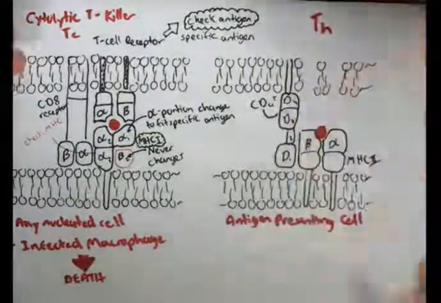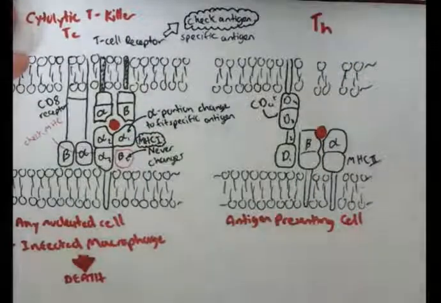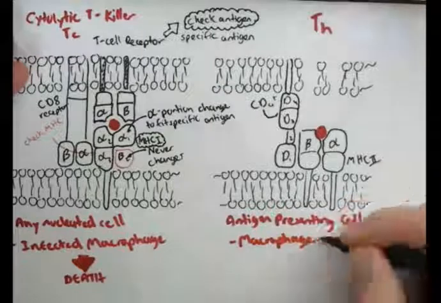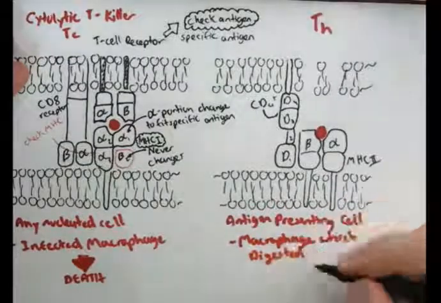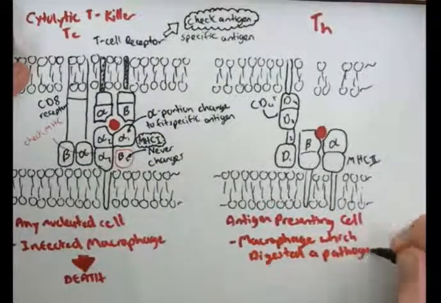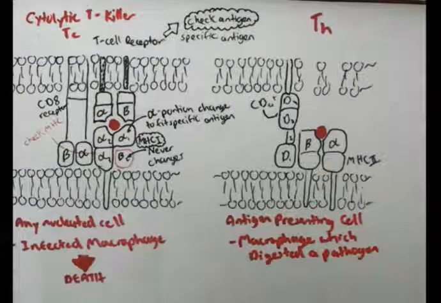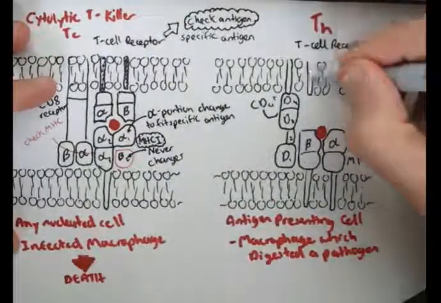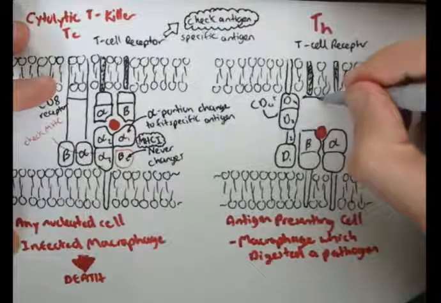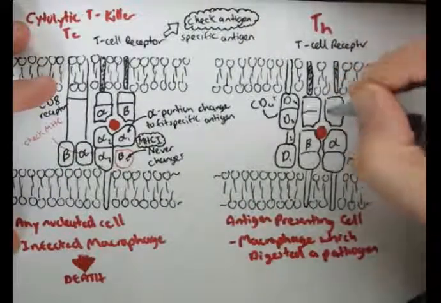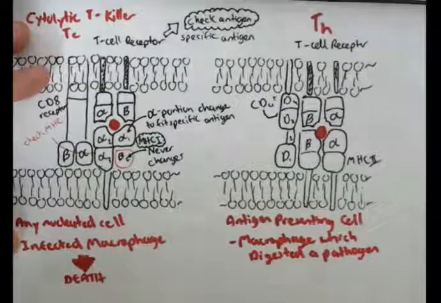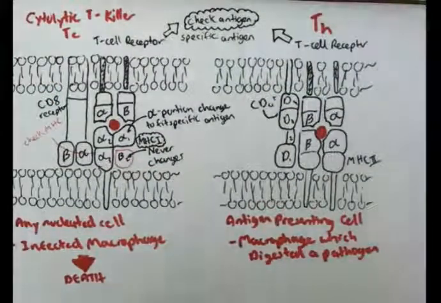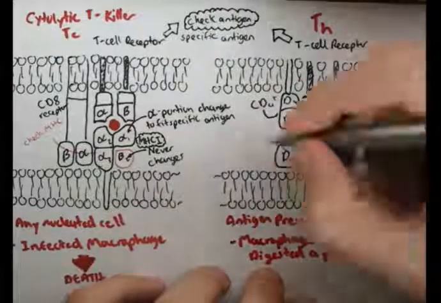And let's just say this antigen presenting cell is a macrophage, which has digested and already presented its antigen. Once the CD4 receptor checks the MHC class 2, it then follows with its T cell receptor to bind to the antigen and check if it fits that particular antigen. Now the T cell receptor structure is the same as that of the T killer cell's T cell receptor, consisting of beta and alpha domains. Fun fact.